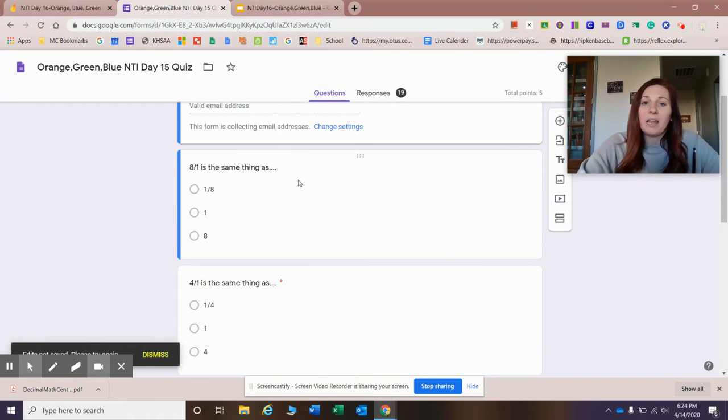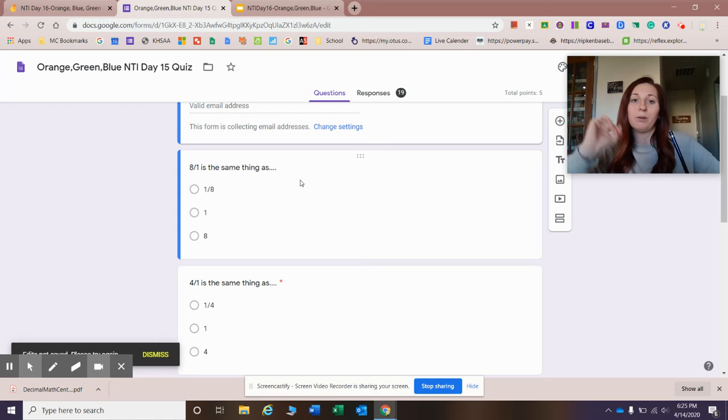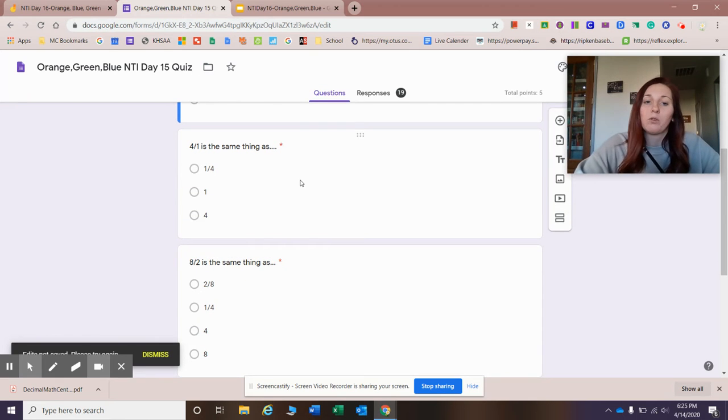8 over 1 is the same thing as 8. Anytime you have a whole number, in order to make it a fraction, you just have to put that number over 1. 4 over 1 is the same thing as 4.